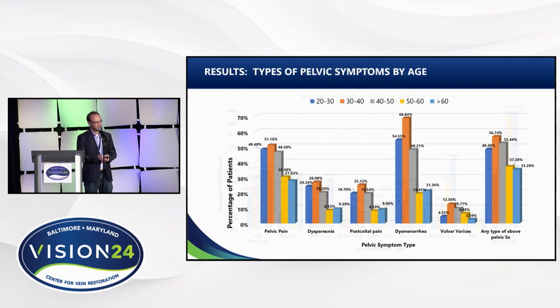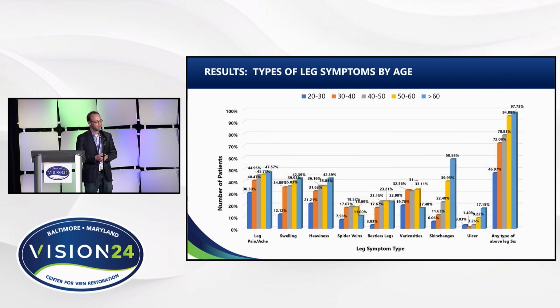And then next, if we look at the types of leg symptoms by age, again, the different colored bars are the different age groups, and each group is a different type of leg symptom. And we're all familiar with the leg symptoms. It's leg pain, swelling, heaviness, spider veins, varicose veins, restless legs, varicosities, ischemic or venous stasis skin changes, and ulcerations. And then all the way on the far right, it shows any type of leg symptom. So for each category, the prevalence of leg symptoms increases with age.